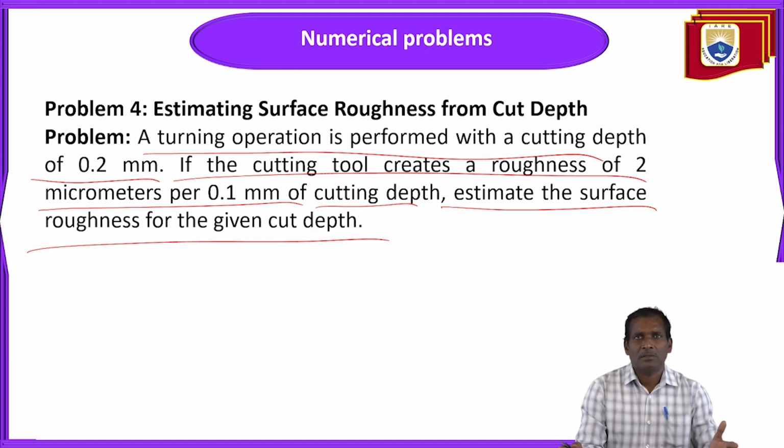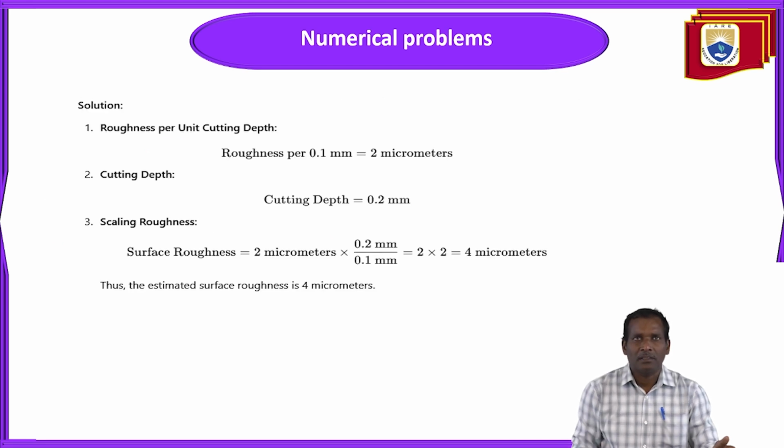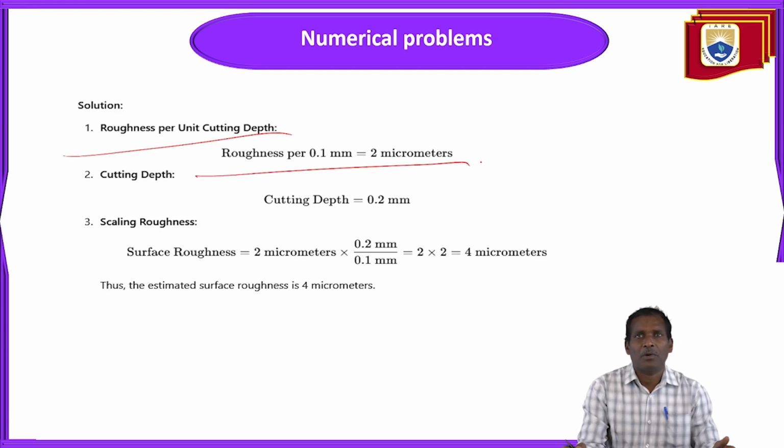This turning operation you can see in mechanical machinery. In mechanical machines, there is a lathe machine. By using a lathe machine, you can perform this operation. That creates a roughness of 2 micrometer for 0.1 mm. So now how to calculate? The roughness per unit cutting depth: for 0.1 mm it is 2 micrometers.